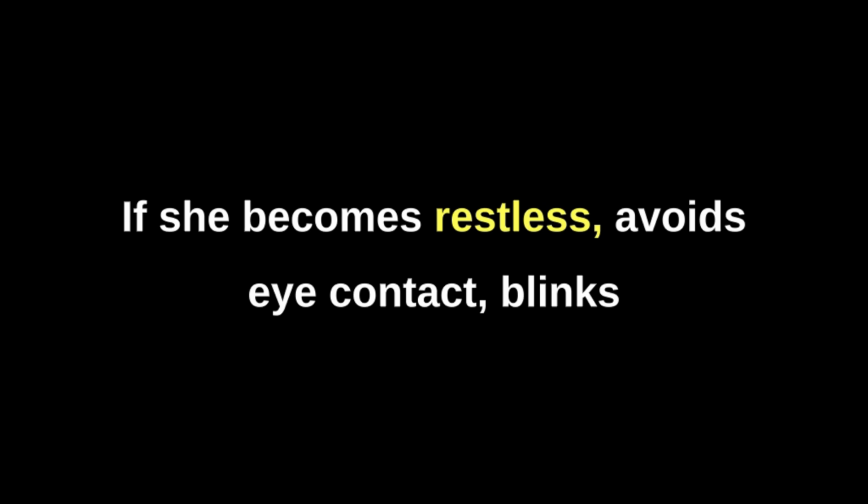If she becomes restless, avoids eye contact, blinks repeatedly, or exhibits unusual facial gestures, it means she plans to get back with her ex. Even if she wants to get back together, she won't openly admit it because she doesn't want to hurt your feelings. She might also want to keep you from leaving, but at least you'll know her true answer by now.